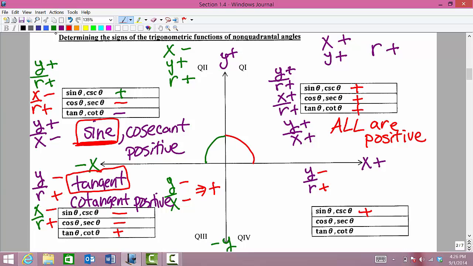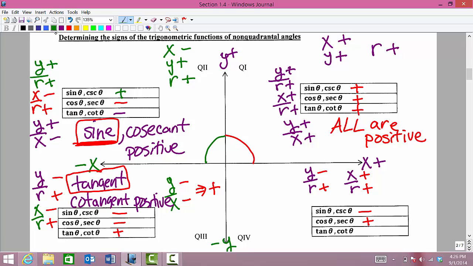A negative divided by a positive will be negative. Cosine theta, secant theta. Well, cosine is x over r. X this time is positive. R is positive. A positive divided by a positive is positive. So cosine will be positive as well as secant.